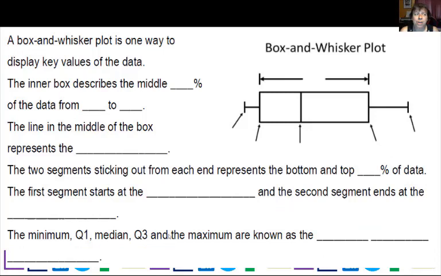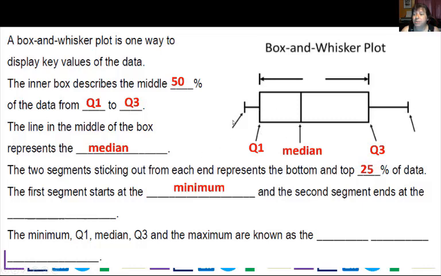Now, box and whisker plot is one way to really nicely display these important numbers. The inner box describes the middle 50% of data from Q1 to Q3. There's Q1 to Q3. The line in the middle of the box represents the median, so there's the median. The two segments sticking out from each end represent the top 25%, bottom and top. So there's the bottom, there's the top 25% of data.